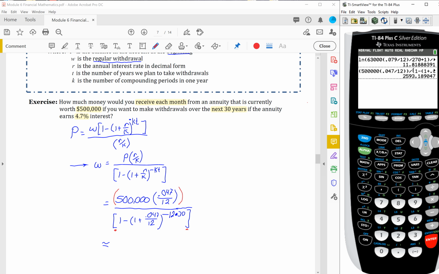Okay. And I get this to be $2,593. And if I round this to the nearest penny, 19 cents. So this tells you that you can receive $2,593.19 every month for the next 30 years while you're in retirement.